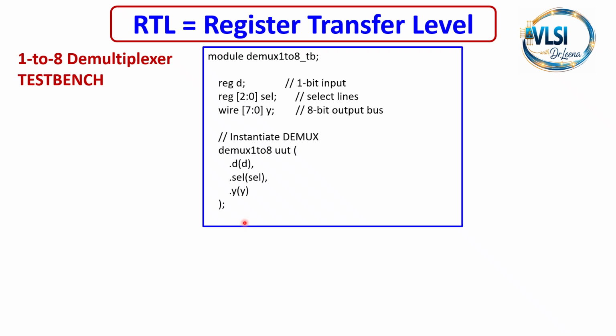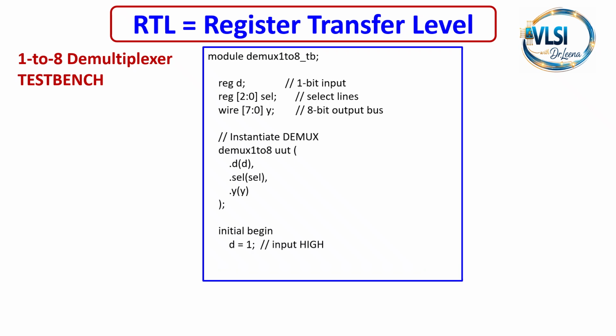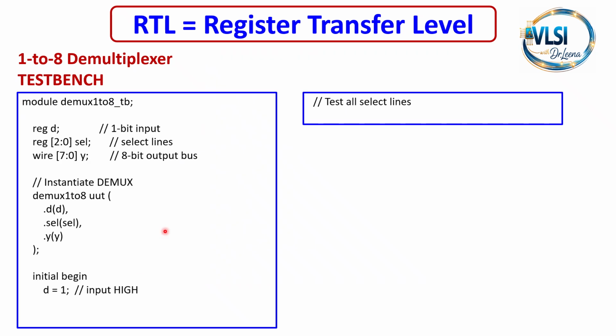After doing all these, what must we do? We are entering into the logical operation. So we are initially beginning it. And then first we are setting the input D at high to test the output routing. So initially we are keeping D at high, and then we are giving the conditions. That is, look here, we are testing all select lines.